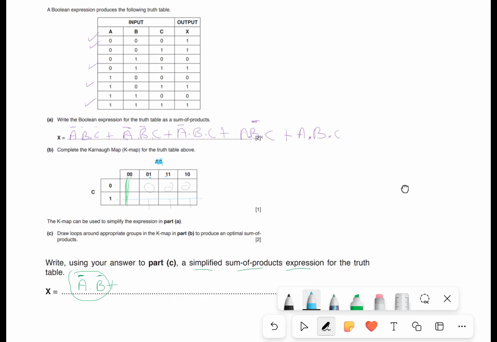The only thing which seems to be a constant which stays the same is C. So what we need to do is put C in, and there you go. What we have done is made a simplified sum of products expression.